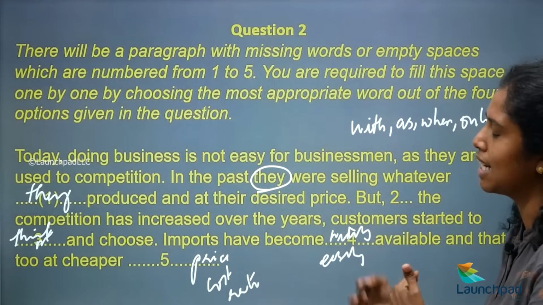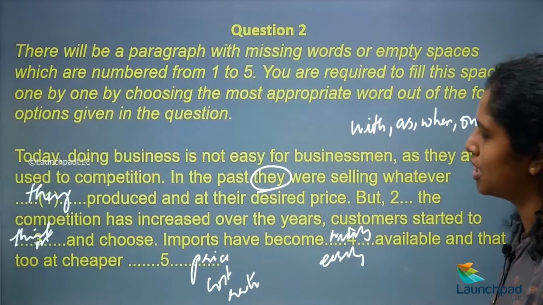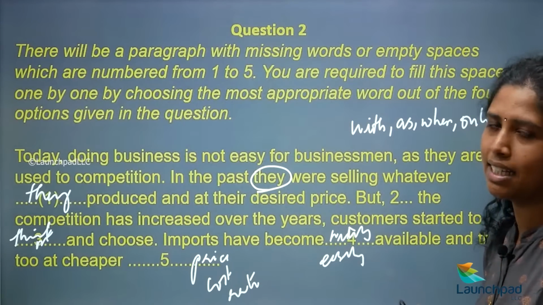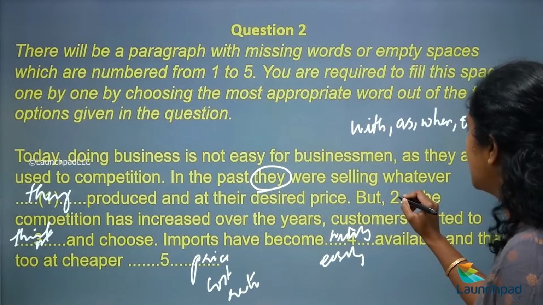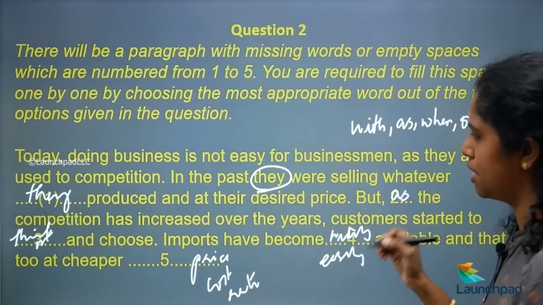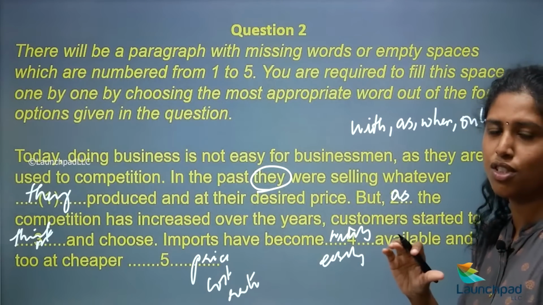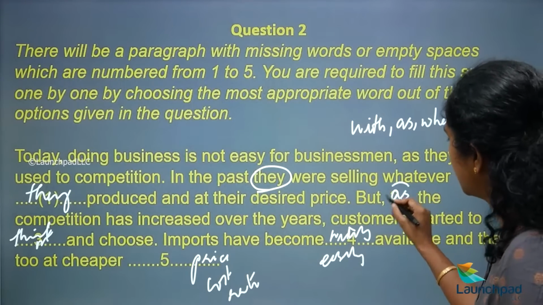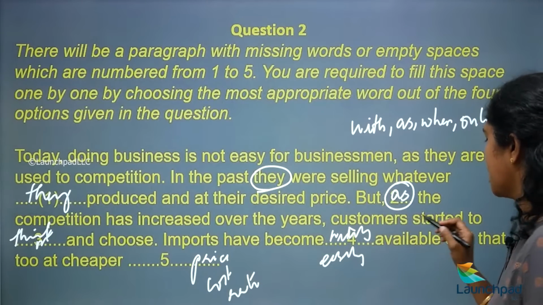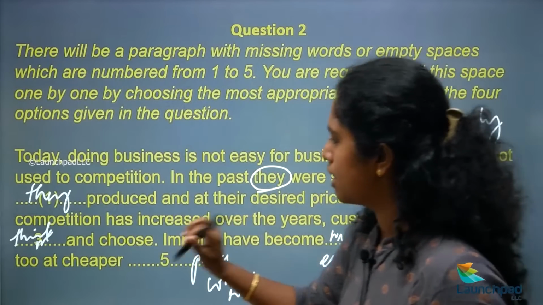It is the sentence. But with the competition that has increased means that is missing. So we'll have but as the competition has increased over the years, because it is combining. Because of this, that has happened. That is why we are using the transitional word as. Customers started to think and choose.